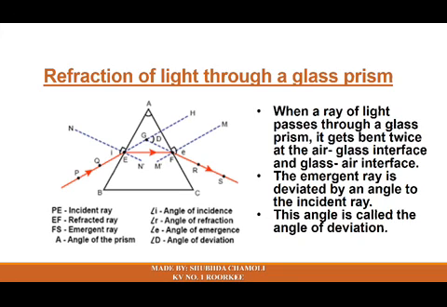So you can very well see that PE is the incident ray, EF is the refracted ray, and FS is the emergent ray. The angle of incidence is shown by angle I, the angle of refraction is shown by angle R, and angle E is the angle of emergence. The emergent ray is deviated by an angle to the incident ray, and this angle is known as the angle of deviation, that is angle D.